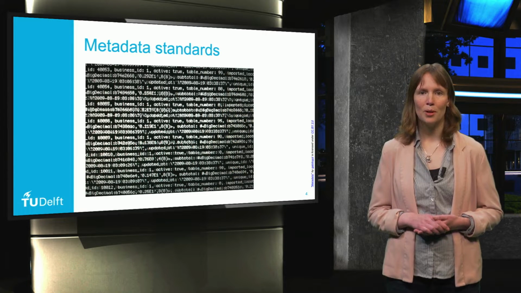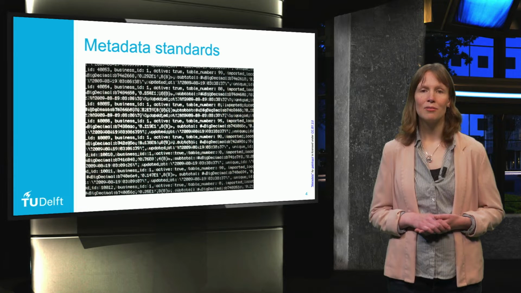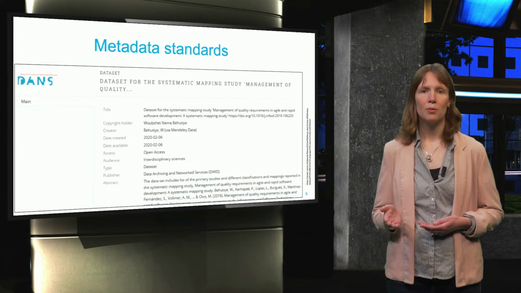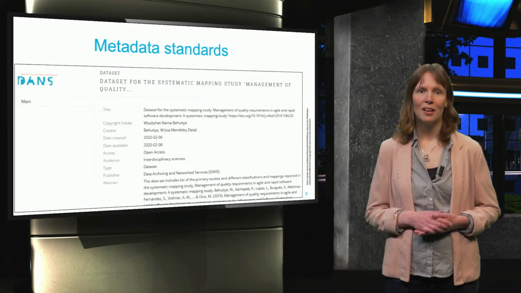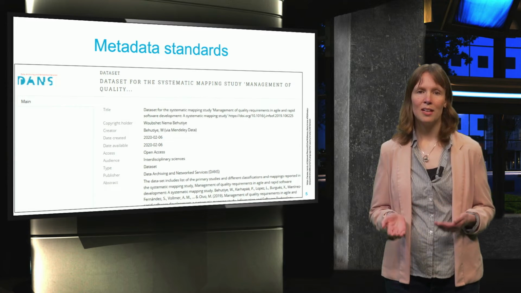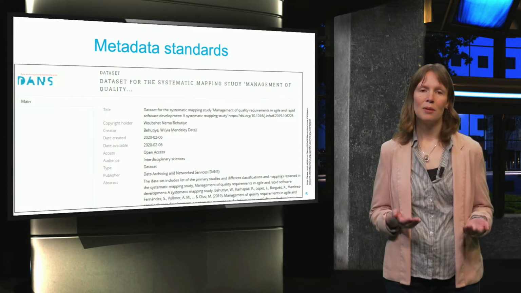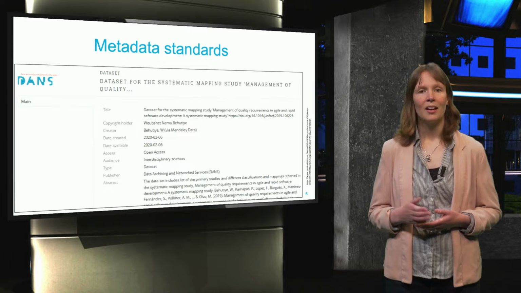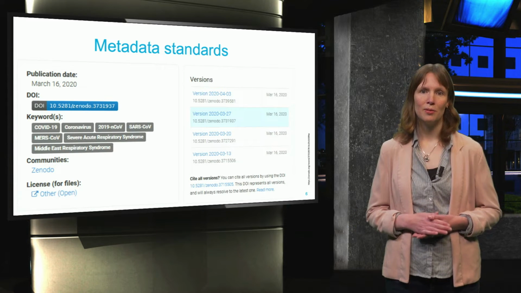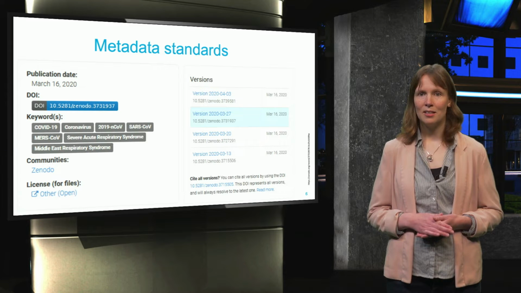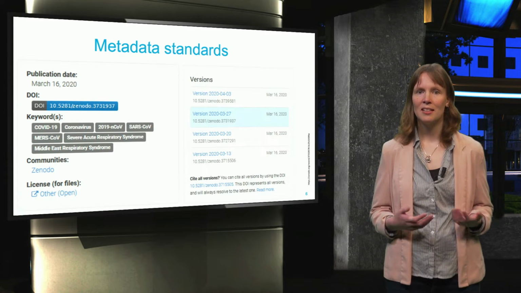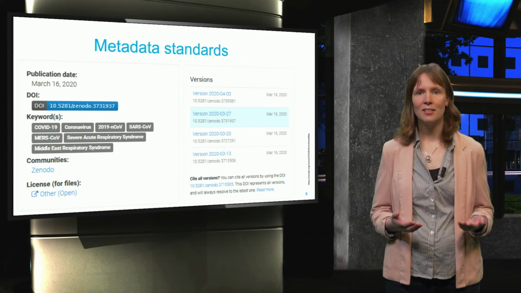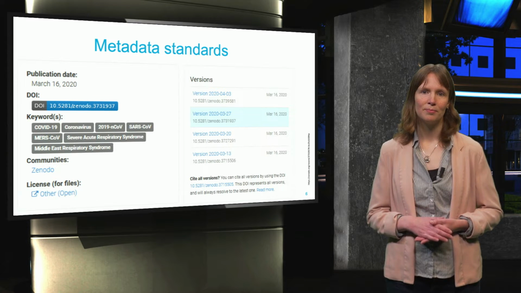Now, another way to make sure that others will understand your data is by sticking to existing community standards where possible. Standards for metadata vary from discipline to discipline. Here you see an example of the metadata provided by the repository of Data Archiving and Networked Services, including the title, copyright holder, date of creation, date of availability, the type of access, the audience, the type of dataset, the publisher, and the abstract. And here is another example of a dataset published by the repository of Zenodo. It contains, among others, metadata about the publication date, the digital object identifier, or DOI, the involved communities, the license, and the available versions of the dataset.